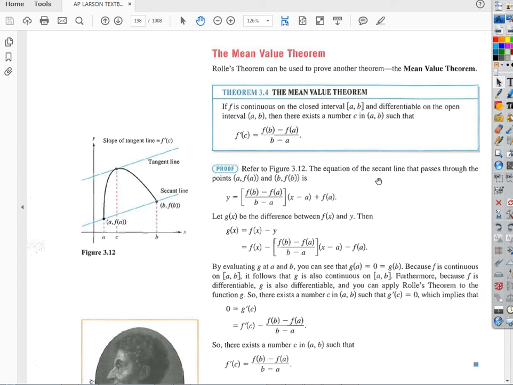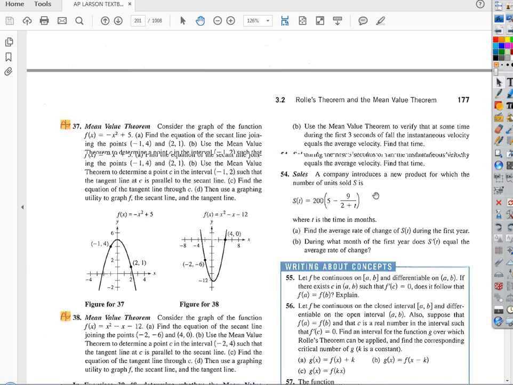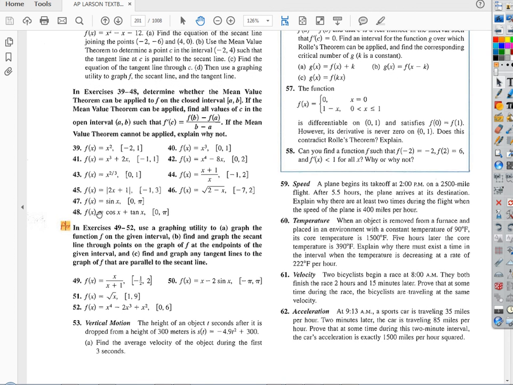So let's just pick, while I'm here, I might as well just get one out of the book. Let's just pick one like these. How about if we do 41?